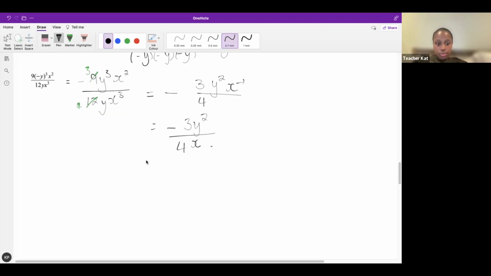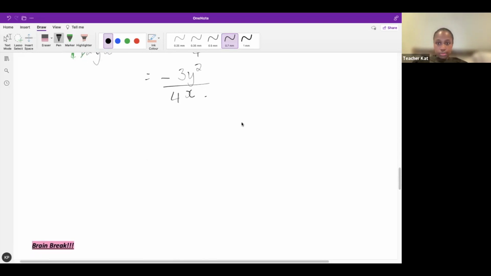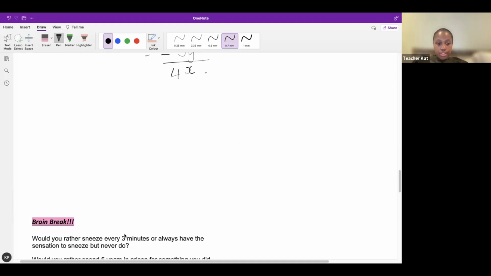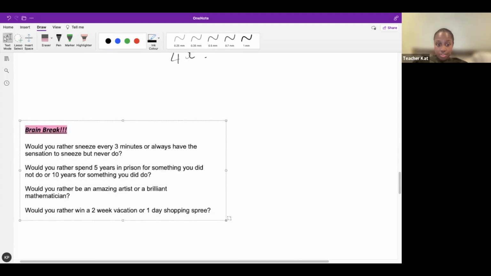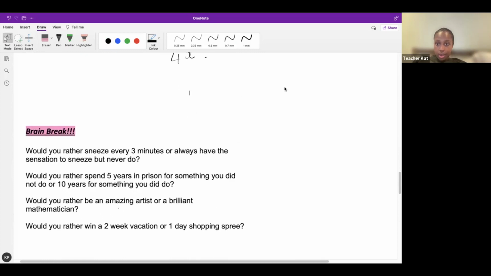Great. Let's have a short brain break, a quick one. Would you rather sneeze every 3 minutes or always have the sensation to sneeze but never do? So you either sneeze literally every 3 minutes, or you always have a sensation to sneeze, but you can't sneeze. Sensation, guys, that sensation is torture. It is absolutely terrible.